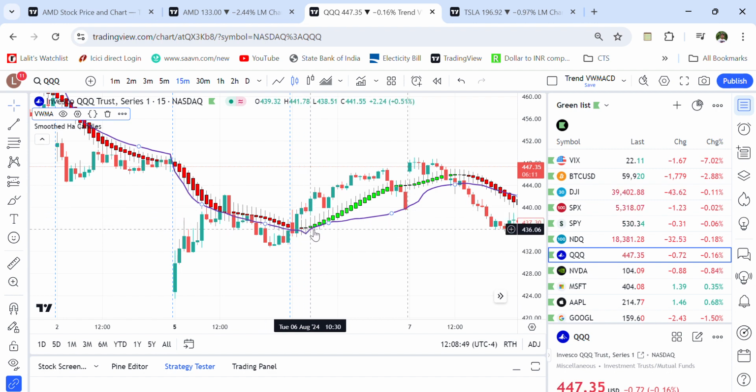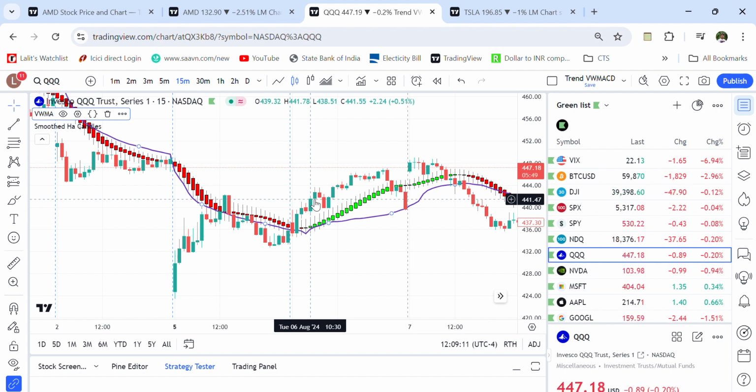But the next one over here, it has closed a 15-minute candle. It does have a green smooth Heikin Ashi body. It has crossed and closed above both the indicators. So here, this is our entry, that is 441.47, as we can see on the price chart.